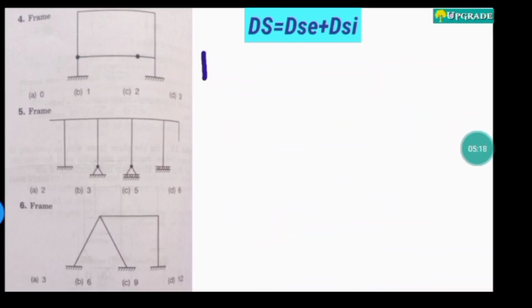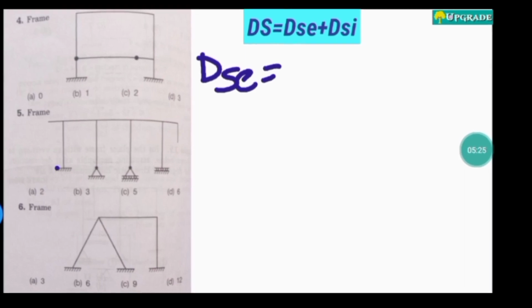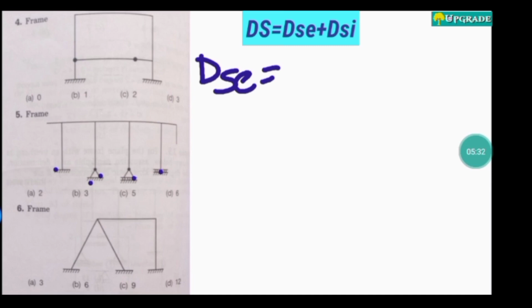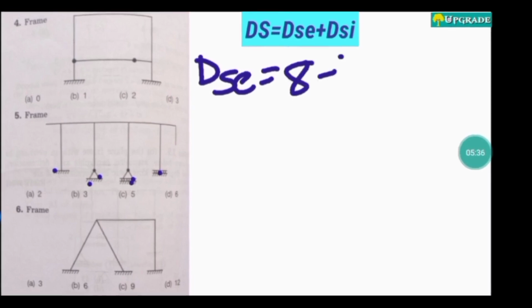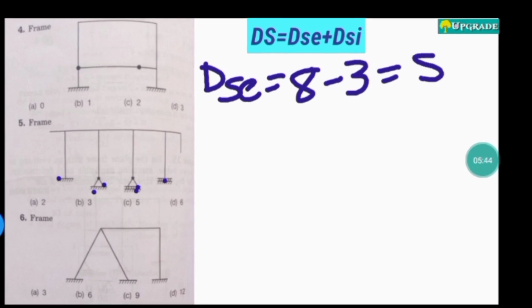Question number 5. So DSC is equal to, so reactions. So fixed 3 reactions, and hinge 2, and roller 1, and horizontal guided roller, so 2 reactions. So 3 plus 2, 5. 5 plus 1, 6. 6 plus 2, 8. 8 minus 3. So the answer is 5. And DSI.